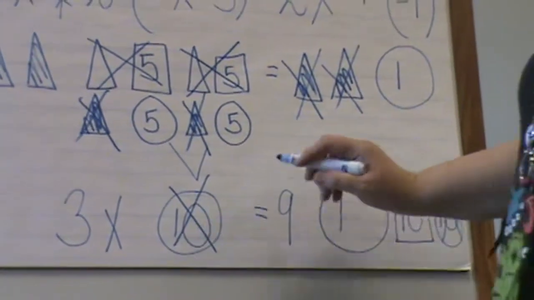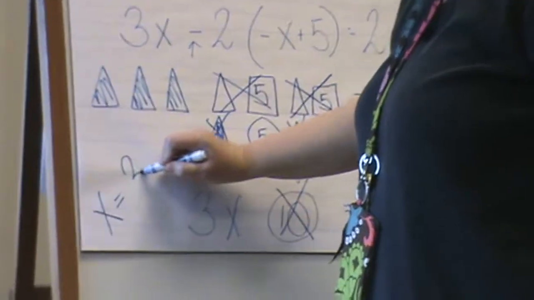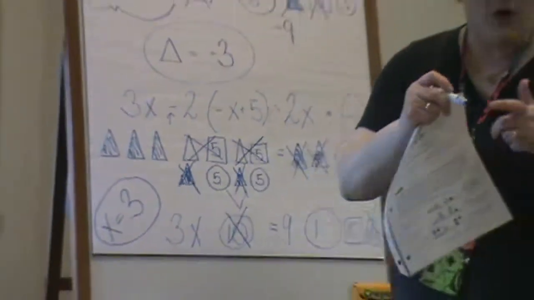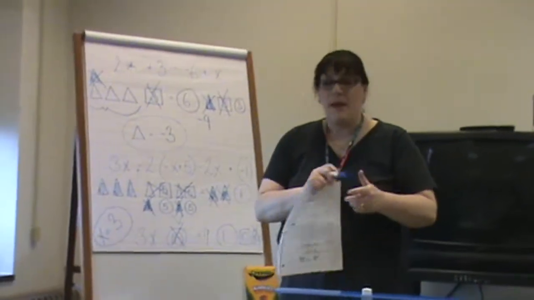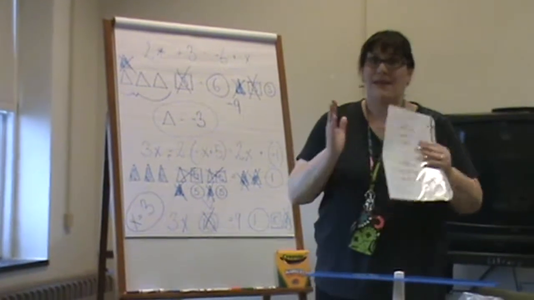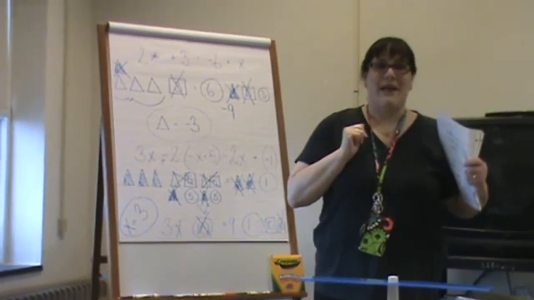What does x equal? 3. And I'm just going to put it right here, x equals 3. And that's how we solve it. A little more difficult, I believe, to draw it out, but it's a good skill to have if you have difficulty solving problems. Excellent job. We are officially done with all of the lessons from Hands-On Algebra.